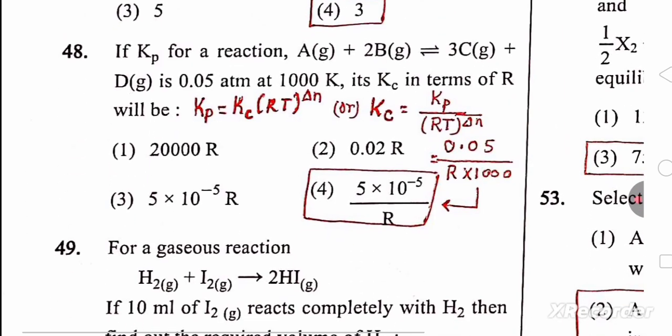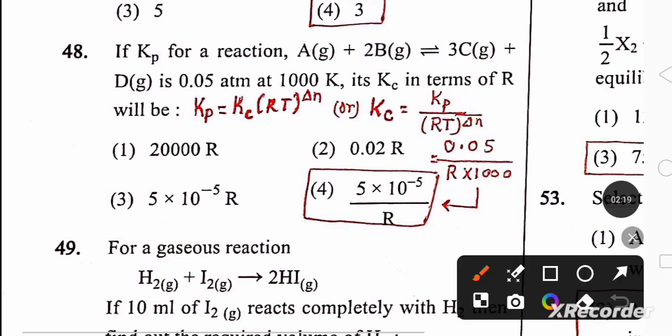We have one more question. If Kp for a reaction A plus 2B gives 3C plus D, so for this reaction, Kp is 0.05 atmosphere at 1000 degree. We need to find out its Kc value in terms of R.